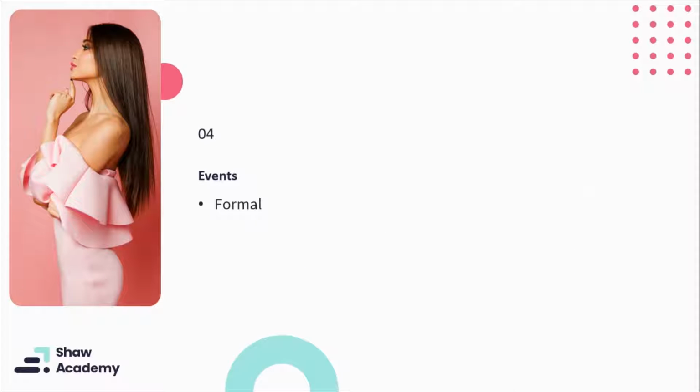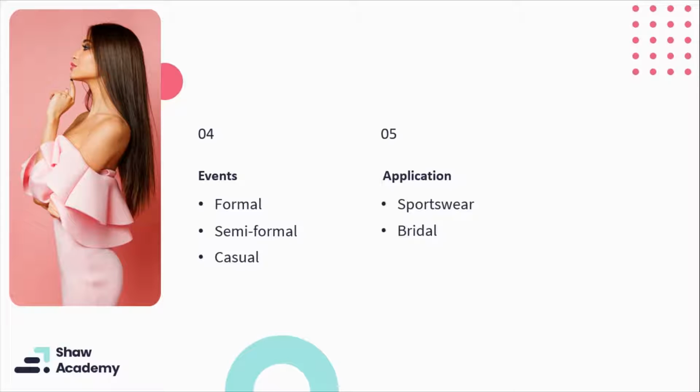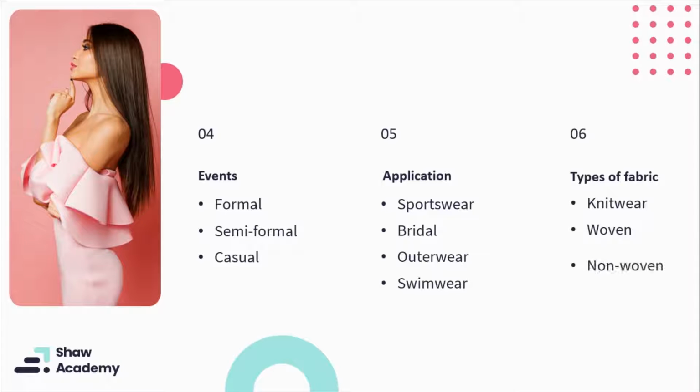Garments can easily be identified or classified as a formal, semi-formal, or casual piece. Clothing can also be classified by their function or their purpose, like sportswear, bridal, outerwear, swimwear. The fabric used to create the garment will further classify it. Some examples are knitwear, woven, or non-woven. An example of non-woven is a piece of leather.